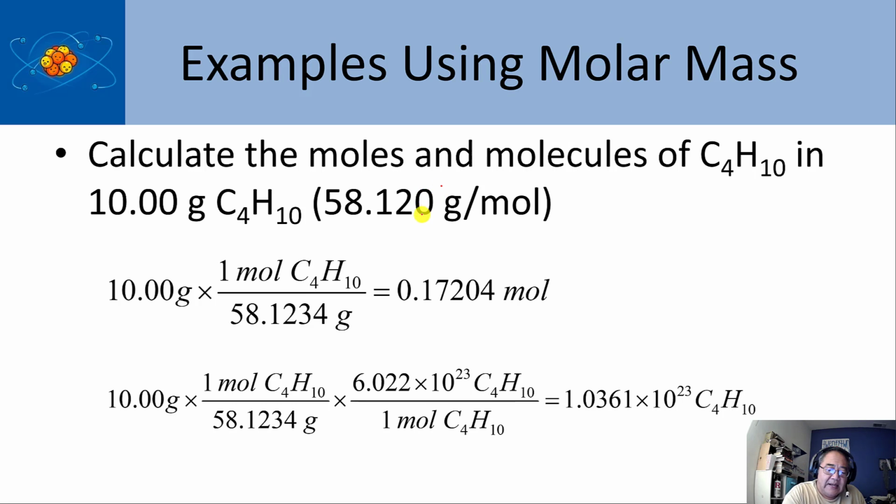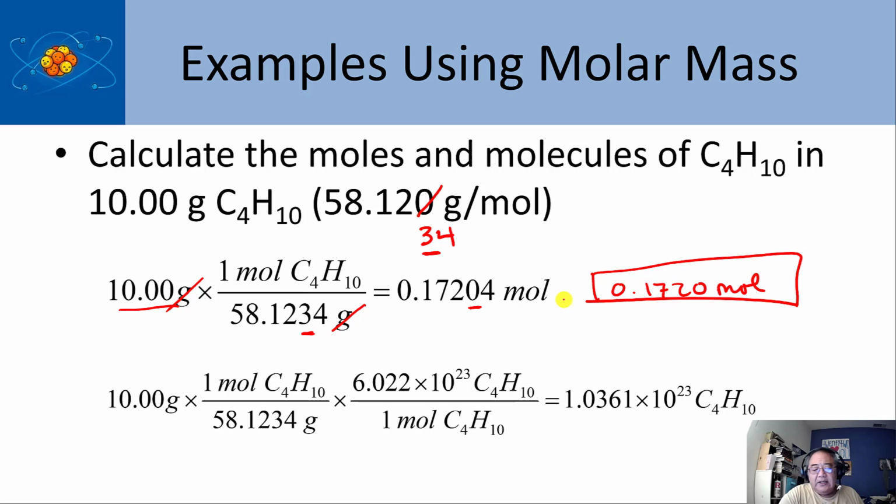Oh, sorry, I gave the molar mass as 58.1234, and this is the last significant digit here. I'll keep the 4 for the calculations, so I only have 5 significant figures here. So when I do my calculation, I'm going to end up with 0.17204. I have 4 significant figures here. The grams, remember we're canceling grams, this becomes 0.172, and then I'm rounding to this place here because of 4 significant figures. So 0.1720 moles.